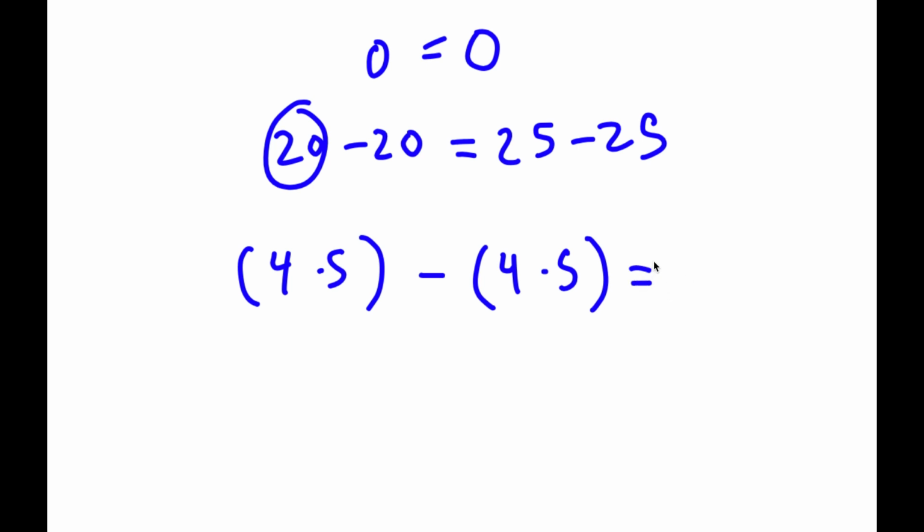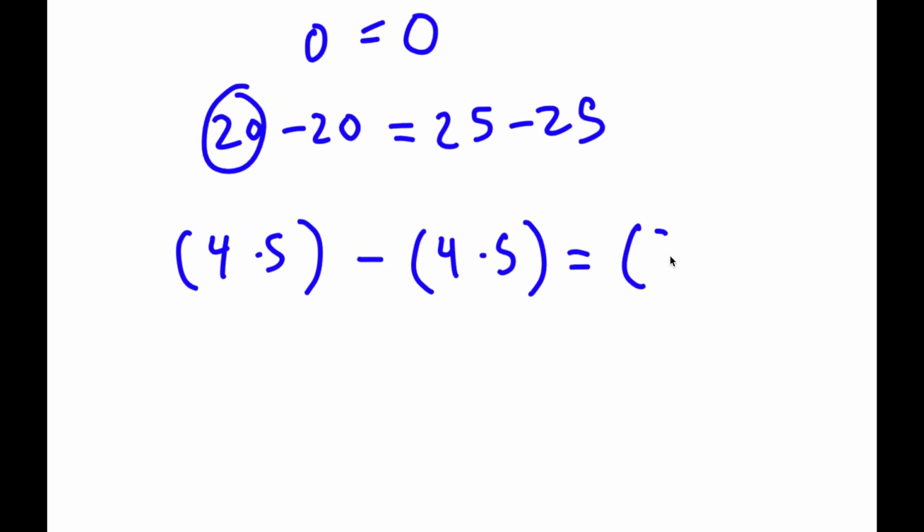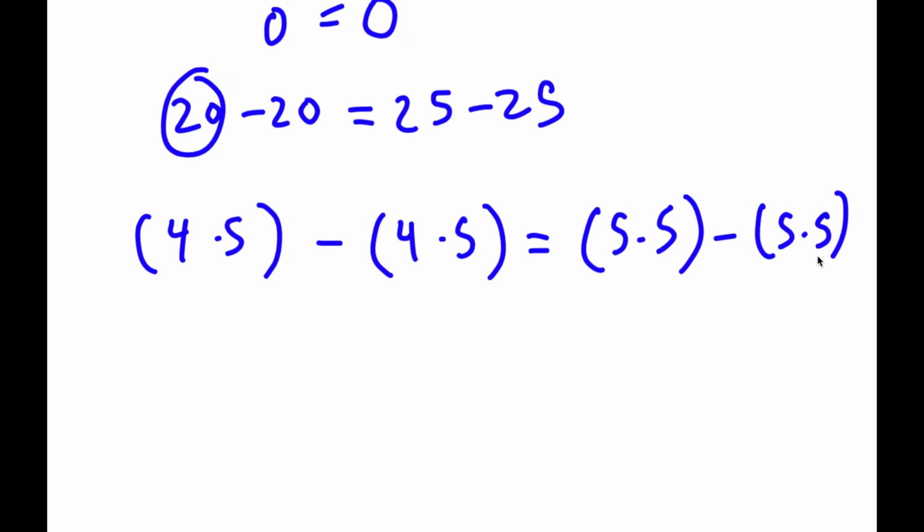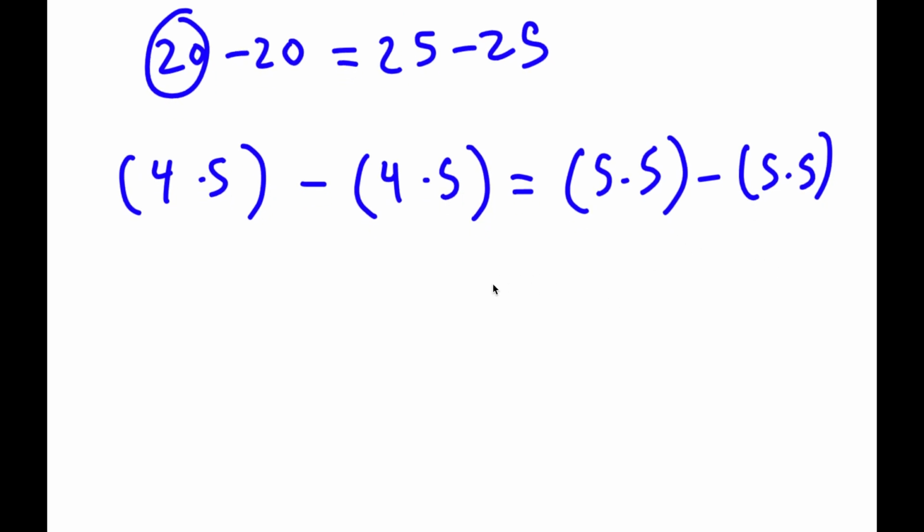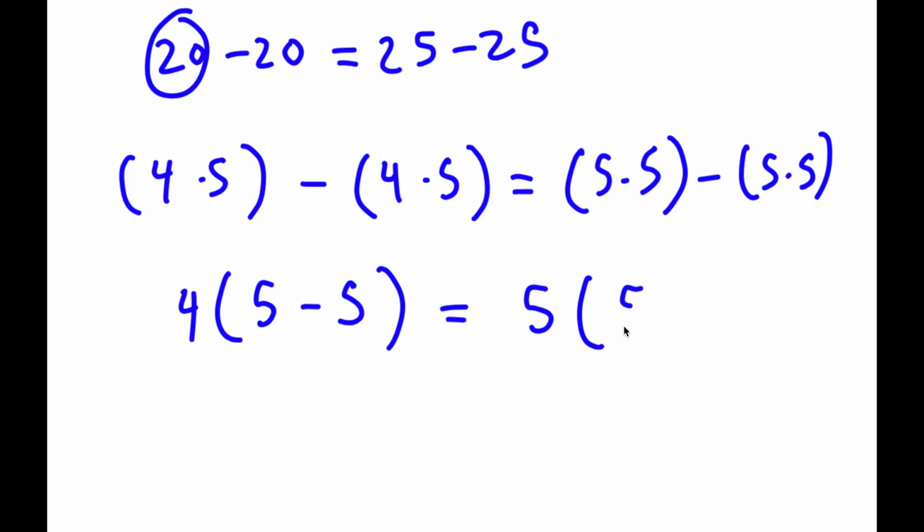And for my right-hand side, I'm going to rewrite 25 as 5 times 5. And again, I'm going to rewrite this as 5 times 5. Now, from here, if I factor out 4 from my left-hand side, I get 4 times 5 minus 5. And for my right-hand side, if I factor out 5, I get 5 times 5 minus 5.